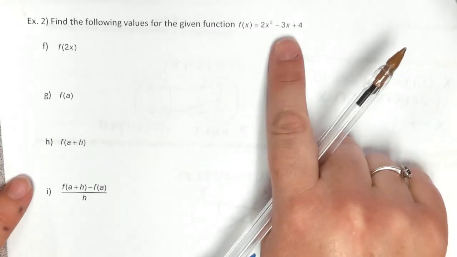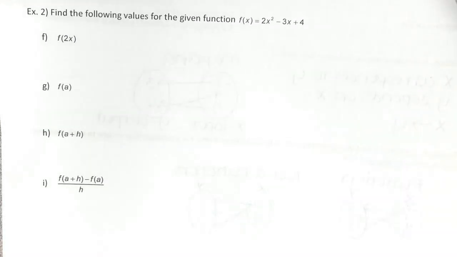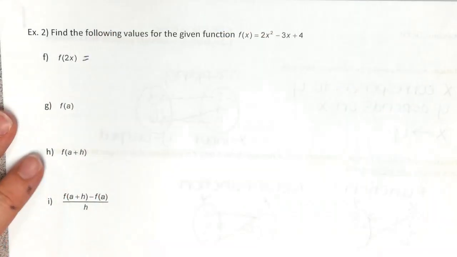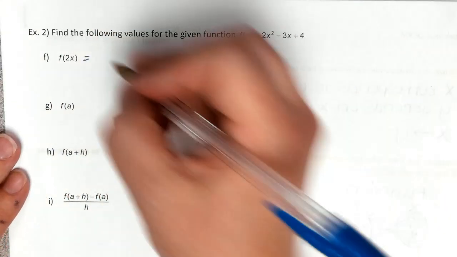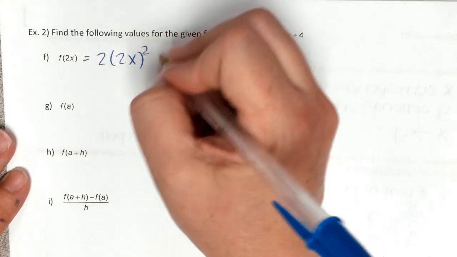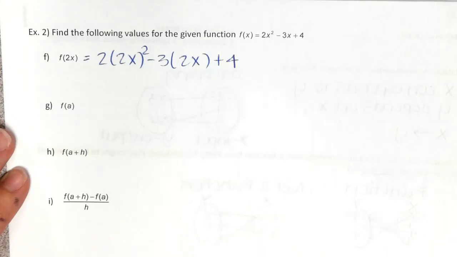All right, same function. We're going to go, and they're going to get a little bit trickier. F of 2x. Everywhere you see an x, you're plugging in a 2x. Please use parentheses every time you substitute. So 2 times 2x squared minus 3 times 2x plus 4.